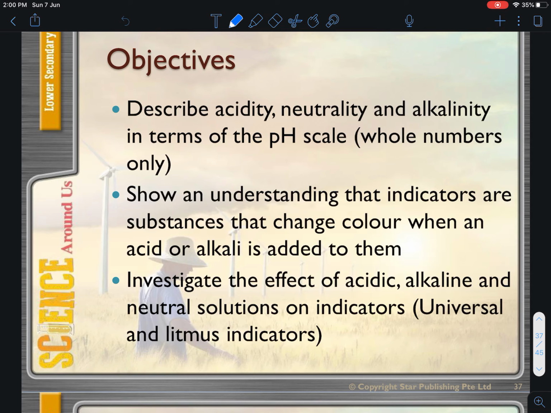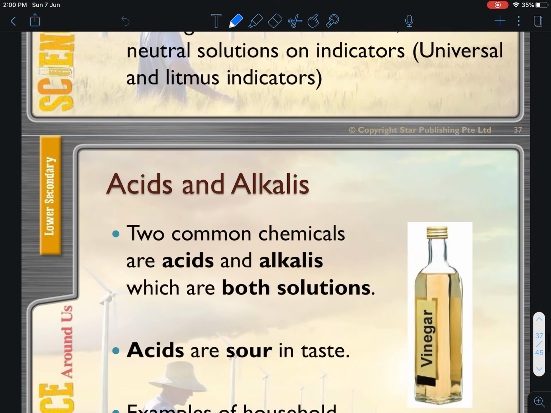You will also need to know how we actually detect these, based on the color from the indicator that tells you the color of different substances with respect to their pH, and of course to investigate how these solutions react with the indicator.